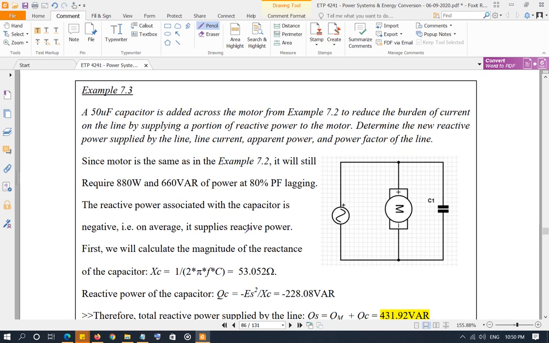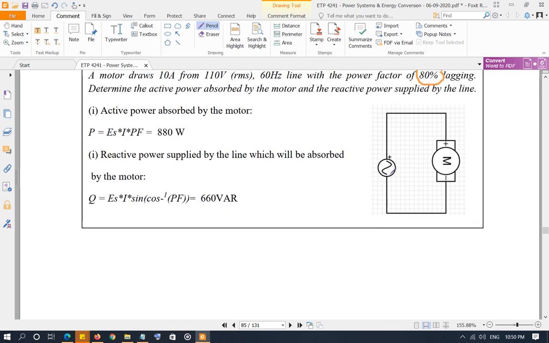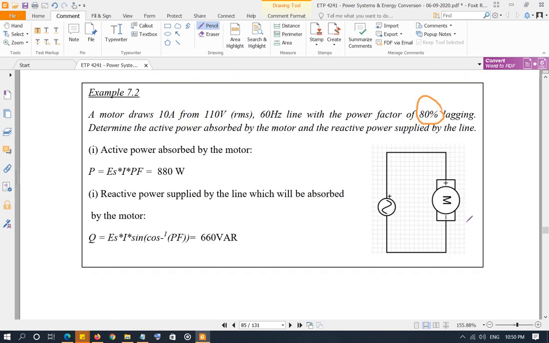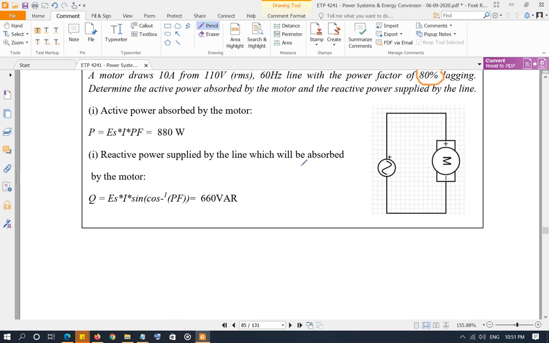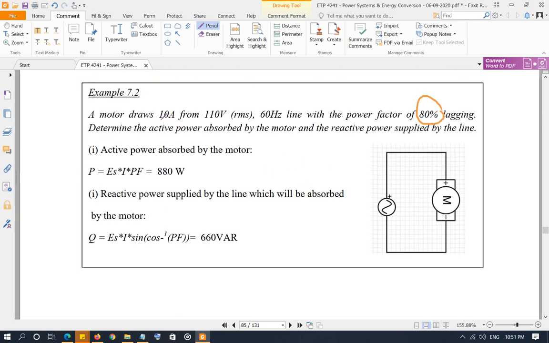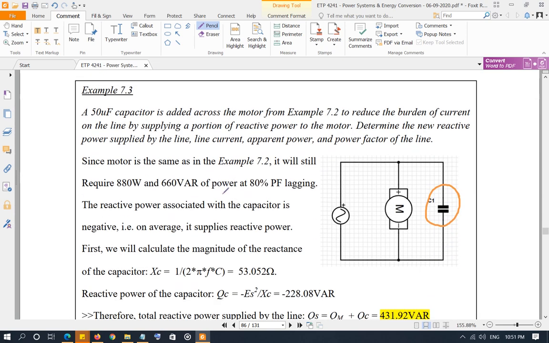Another example, and in this example, as I was mentioning to you, we are adding a capacitor bank in parallel to the same motor that we have in example 7.2. So this is the same motor that is pulling 10 ampere at 110 volt RMS, and it has 80% lagging power factor. Now we want to do the power factor correction, and you will see that we want the load on the line to be reduced. That means we want the line not to give all 10 ampere current to the motor, but some current should come from the capacitor. And that's exactly what's going to happen in this.